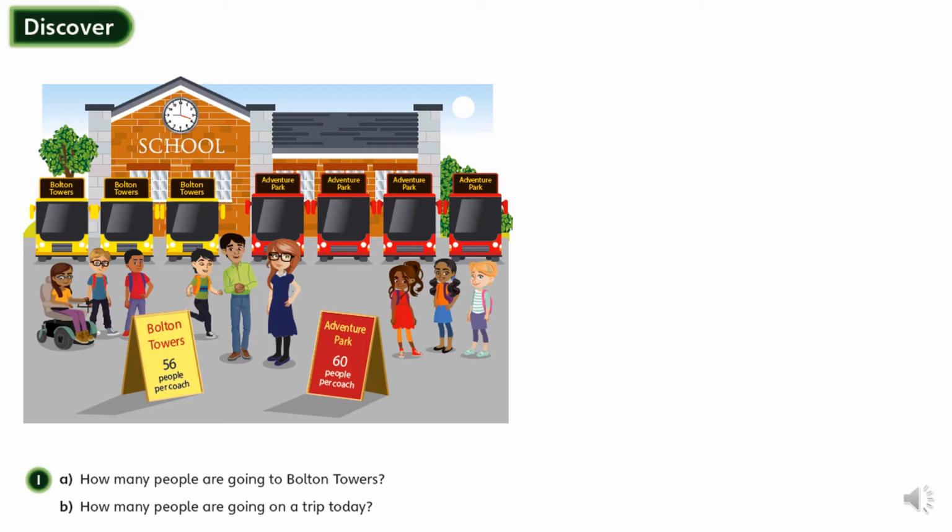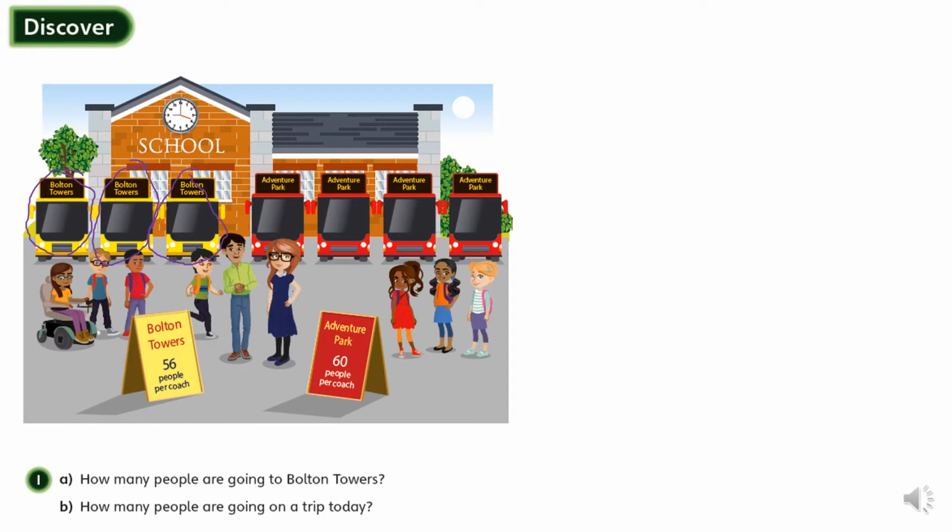Okay, so in our Discover section today, we have information. We have a school, so that tells us that there are going to be children. We have a trip to Bolton Towers that says 56 people per coach, and we have an adventure park for 60 people per coach. And the question is, how many people are going to Bolton Towers? If we assume that all the 56 people are going per coach, then how many coaches do we have? We have 1, 2, 3.